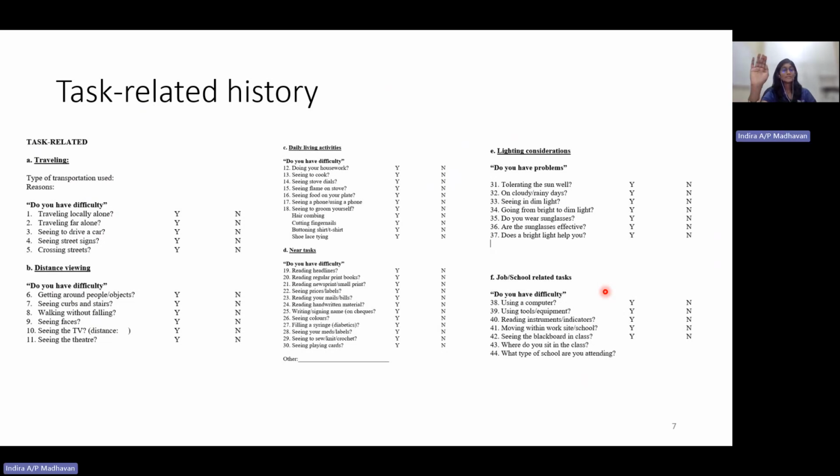But the output that we are expecting is that by the end of the session, we get all the information on what problems they face in daily life.